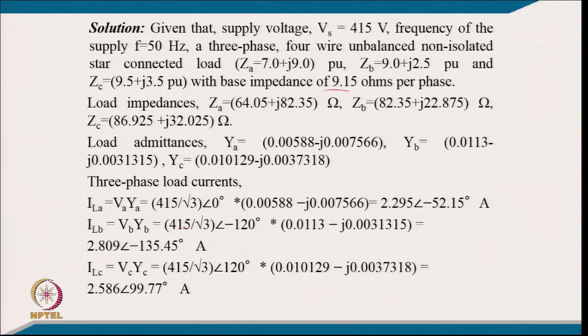Similarly, for the B phase load current, if you put the value, it comes 2.809 at the angle of minus 135.45 degree ampere. Similarly, for the load C current, after putting the value, it comes 2.586 at the angle of 99.77 degree ampere.